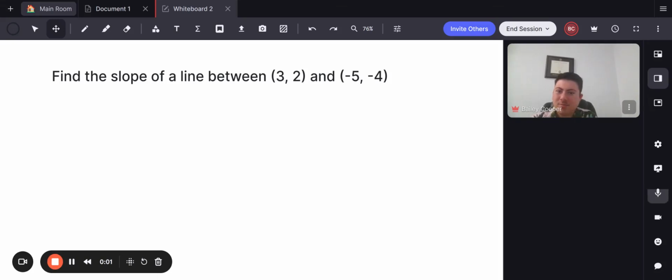Hi, I'm Bailey with My Math Experts, and today I'm going to show you how to find the slope of a line between two coordinate points. In this case, our two coordinate points are (3, 2) and (-5, -4).